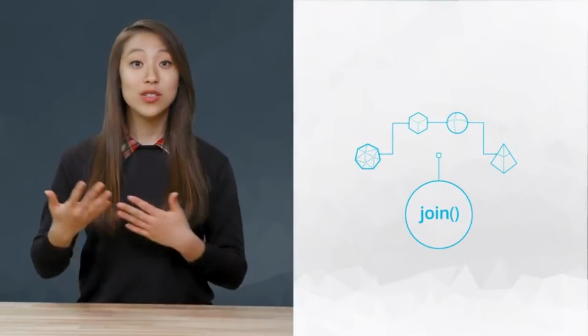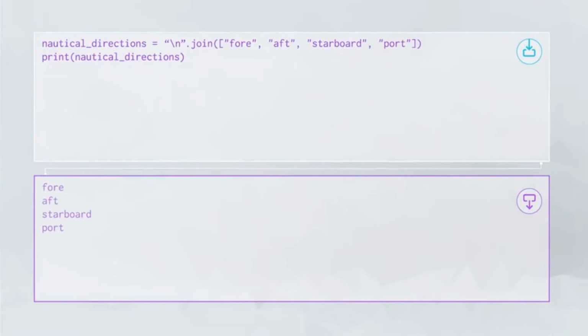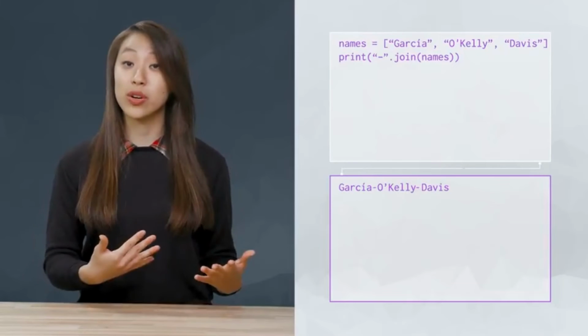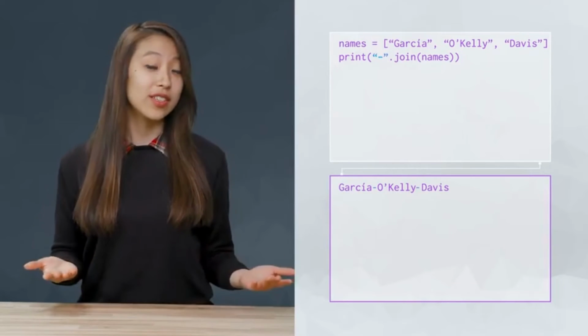Let's introduce a new string method that works with lists. Join. Join takes a list as an argument and returns a string consisting of the list elements joined by a separator string. In this example, we use the string \n as a separator so that there is a new line between each element. For, new line, aft, new line, starboard, new line, port. We can also use other strings as separators with join. Here, we use a hyphen.